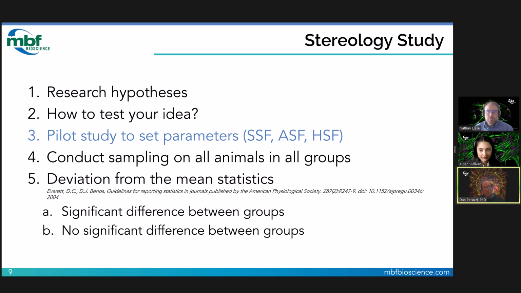And you're going to have one of 2 results. Either there's going to be a significant difference between your groups, which means you have set the pilot study up correctly, you've set up SSF, ASF, and HSF correctly to find a difference. If there's no significant difference between groups, the design of the pilot study is there so that you can know that you have done enough sampling to tease out a difference between groups if there was a difference there.